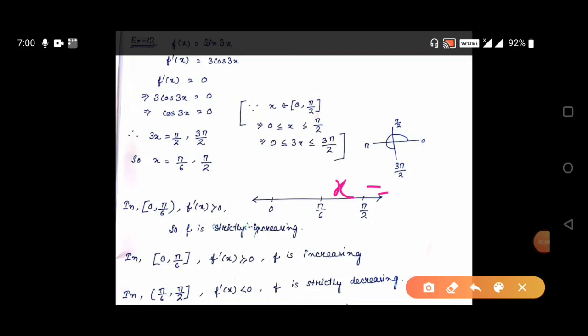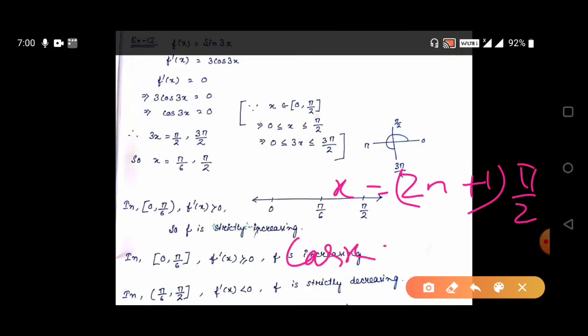That means whenever x equals 2n plus 1 times pi by 2, where n is an integer, cos x is equal to 0. So if we put n equal to 0, the value will become pi by 2. If we put n equal to 1, the value will become 3 pi by 2. So pi by 2 and 3 pi by 2 we got. Now if we put n equal to 2, it will become 5 pi by 2.